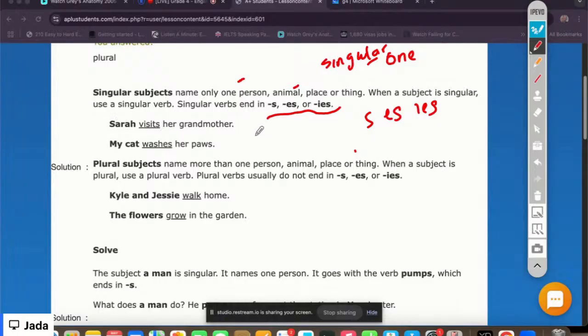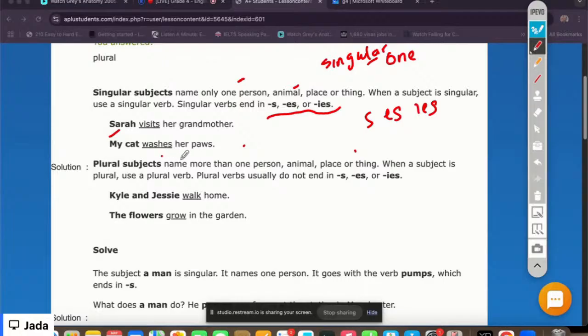Sarah visits her grandmother. My cat washes her paws. So, as you can see here, Sarah is a singular subject, and for a singular subject, the verb always ends with either s, es, or ies. Okay, so we have visits her grandmother, as you can see. So, my cat washes her paws. My cat is singular, and the verb ends with es.